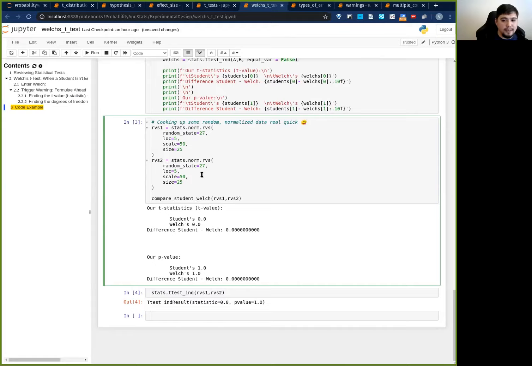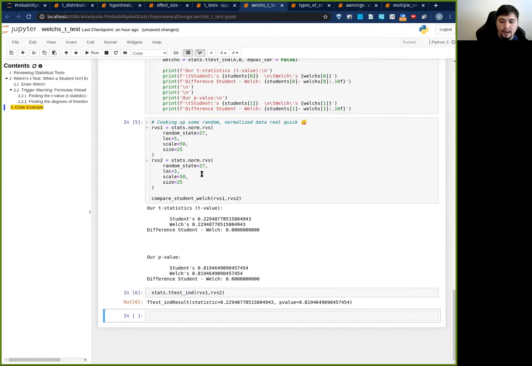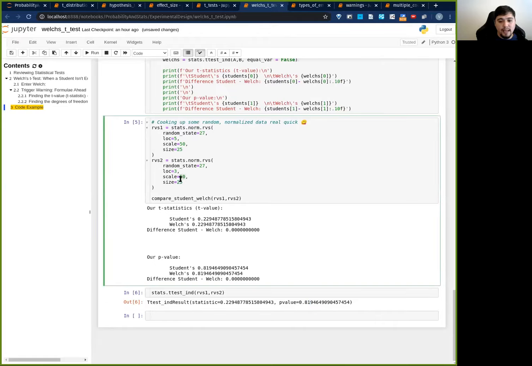your mean was like 3 on this one for RSV2, we now see that we have a statistic here, which honestly you're probably going to ignore and focus more on the p-value. So you can see in this case the difference is not significant enough. It's a 0.8 value, so you'd fail to reject the null hypothesis. That's probably because this scale right here is actually pretty big.